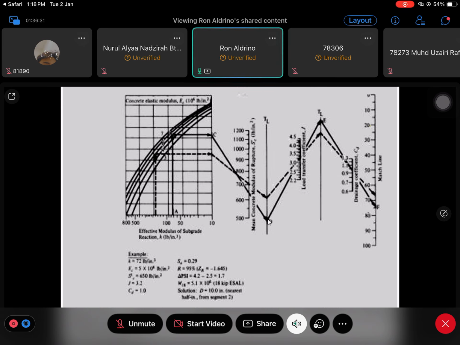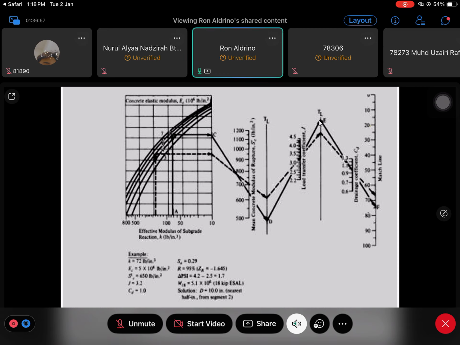You draw straight to D. Draw a straight line to D. So from here, you look at the load transfer coefficient J, which is given as 3.2. Again, you look for 3.2, which is somewhere here. Then from point D, the transiting line, you draw a straight line towards the next transiting line, which is at point E here.